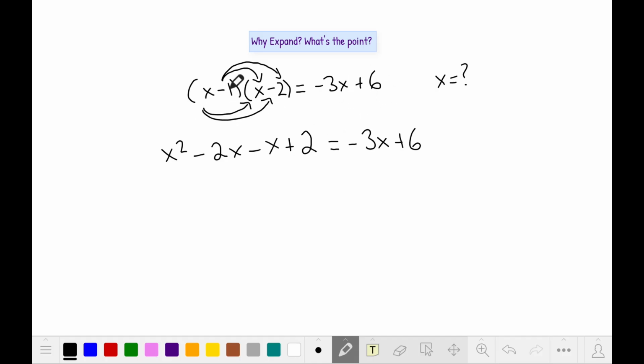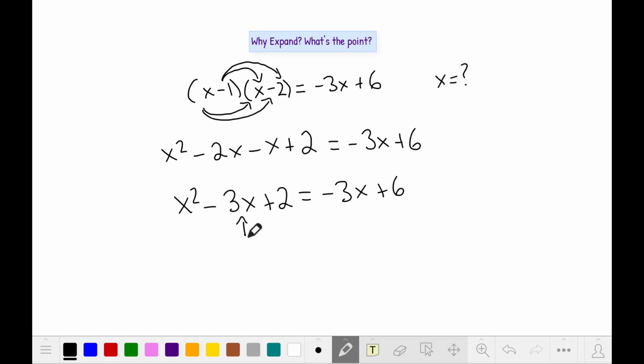And all we've done is rewritten the left-hand side in a way that's going to make it easier to solve this equation. So let's combine the like terms on the left-hand side. We're going to have x squared minus 2x minus x, that's a total of minus 3x, plus 2 equals minus 3x plus 6. And look at that. All of a sudden, we can start to combine some of these terms.